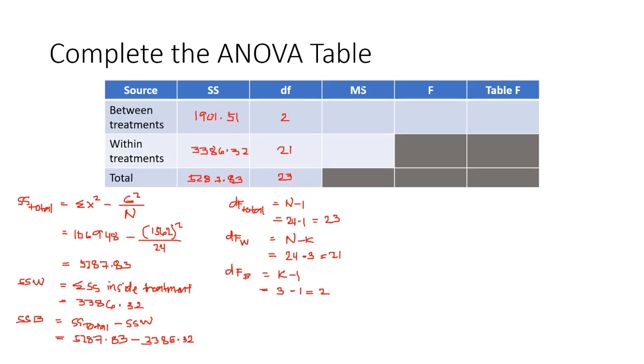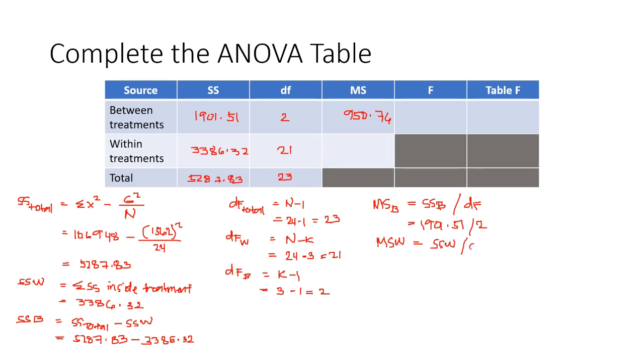So next one, we have to find our MS. So we cannot find the block one. We just have to find this one. So for MS between, for the MSB, that is just SSB divided by our DF. So basically, SSB is 1901.51 divided by 2. So that is 950.76.